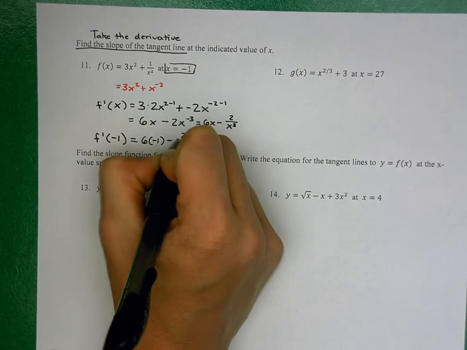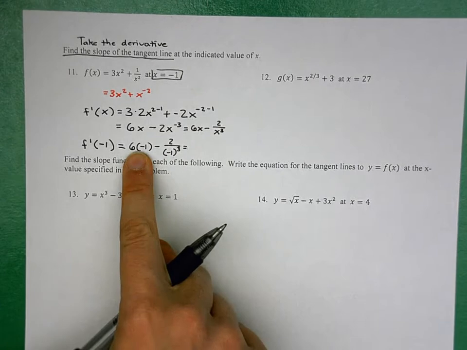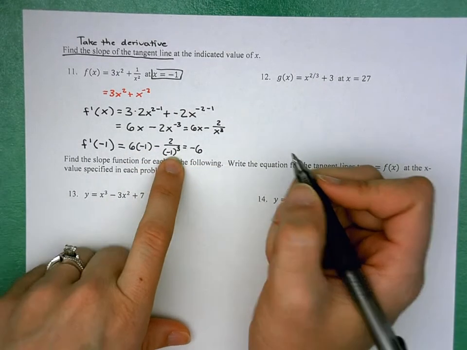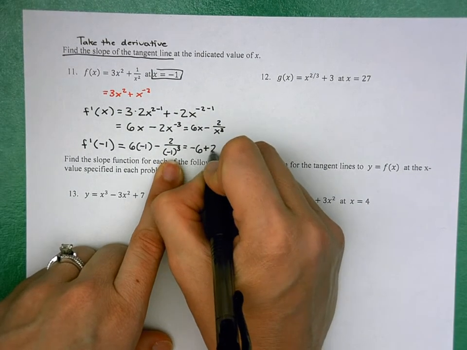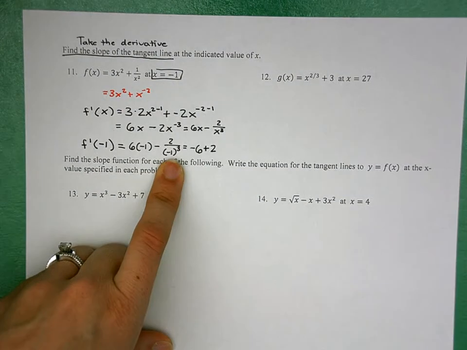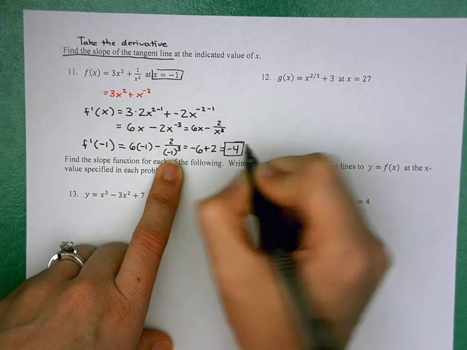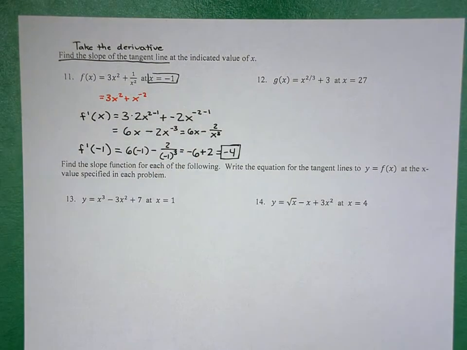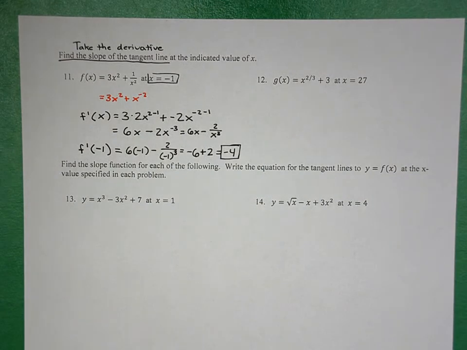My -1 is going to get cubed in the denominator, which is -6 minus 2 divided by -1, which is -2. So this is going to be minus -2 or plus 2, which is -4. Okay, so that's it. Like I said, 11, 12, exactly the same as 1 through 10, just you're going to plug in a number at the end. That's it. Okay, so go ahead and pause the video. Give number 2 a shot. Restart it when you're ready.